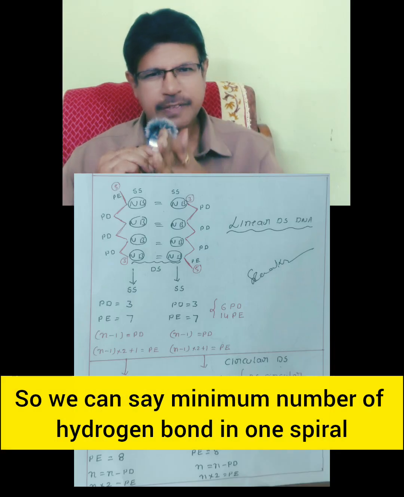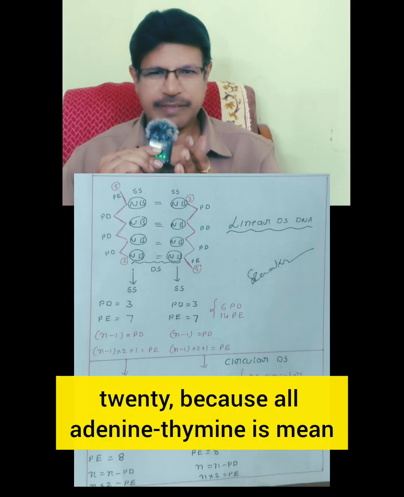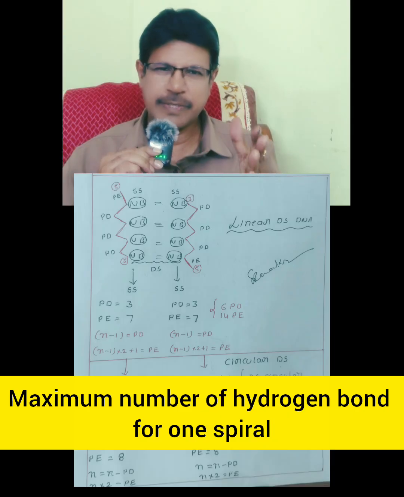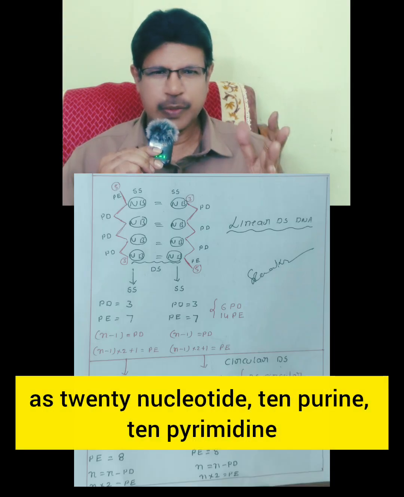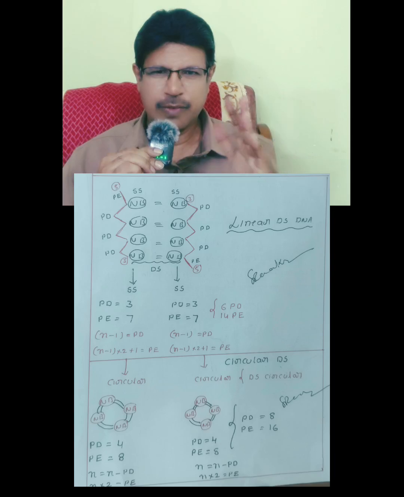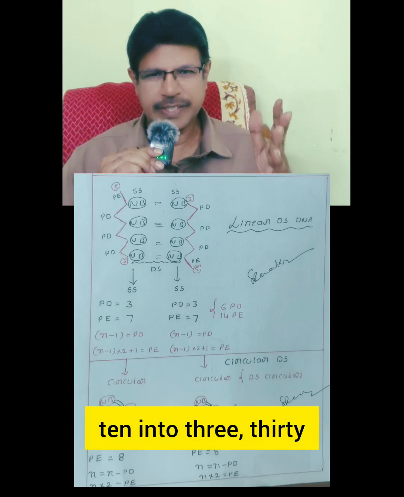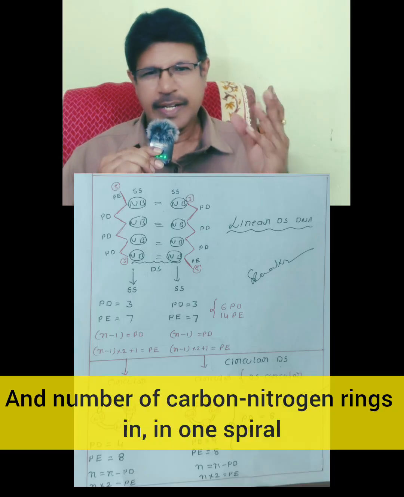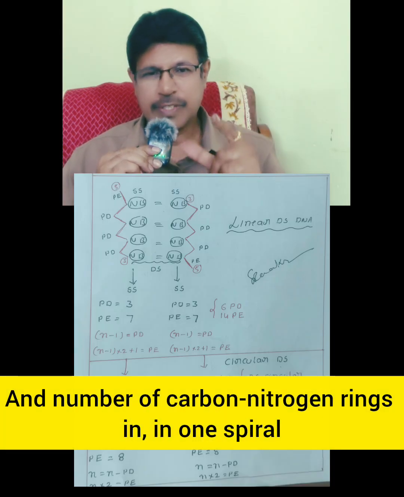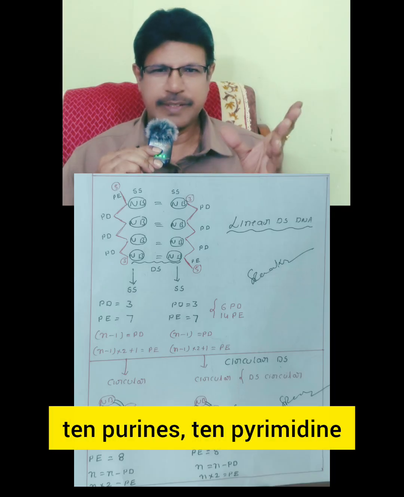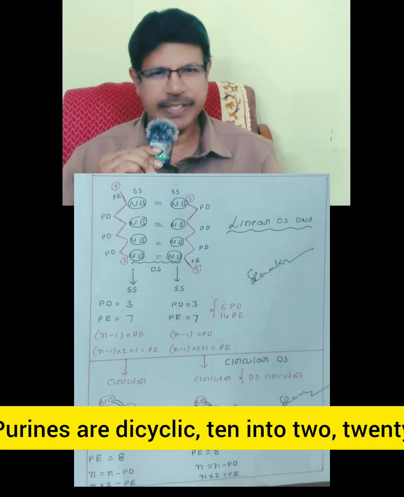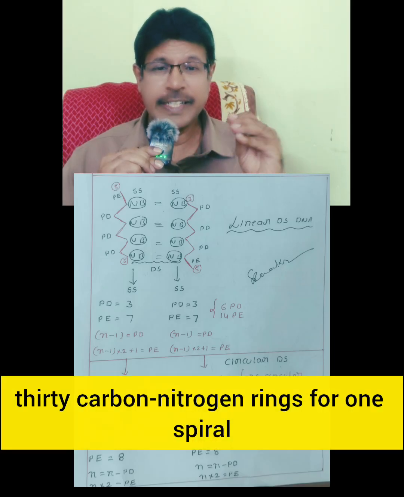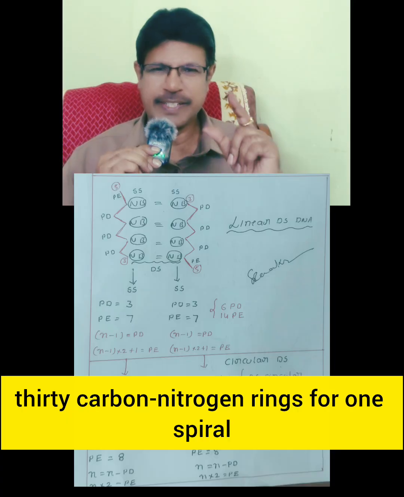So we can say the minimum number of hydrogen bonds in one spiral is 20, because if all are adenine-thymine, it is 10 into 2, 20. Maximum number of hydrogen bonds for one spiral, with 20 nucleotides, 10 purines, 10 pyrimidines, if all are guanine-cytosine, is 10 into 3, 30. So minimum 20 hydrogen bonds, maximum 30 hydrogen bonds. And the number of carbon nitrogen rings in one spiral: 10 purines, 10 pyrimidines. Purines are dicyclic, 10 into 2, 20. Pyrimidines are monocyclic, 10 into 1, 10. So 20 plus 10, 30 carbon nitrogen rings for one spiral.